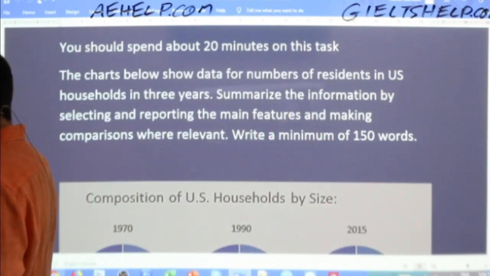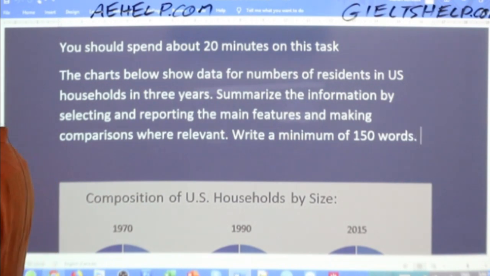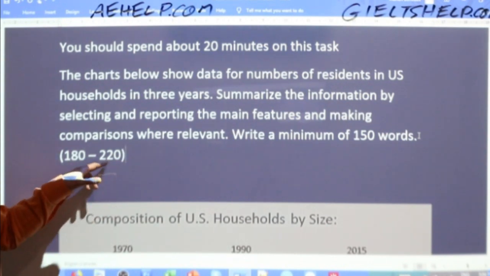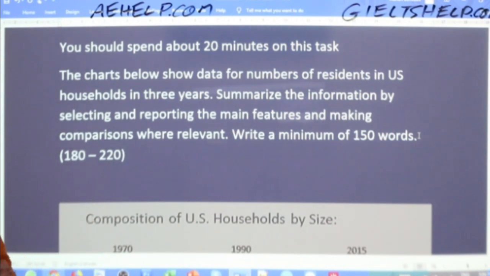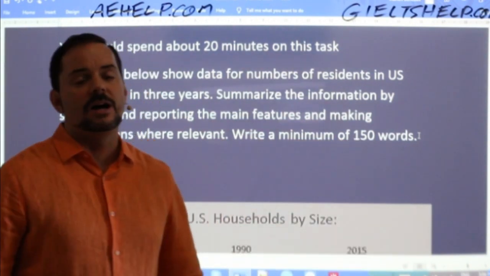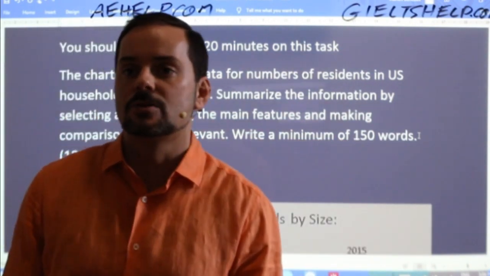Your goal should be anywhere from 180 to 220 words, okay? If you're a high-level English user, go for closer to 220 words, all right? If you're around a band 6, 5, 7, go for 180 words. Do not aim for 150 because you do not want to lose that band score.